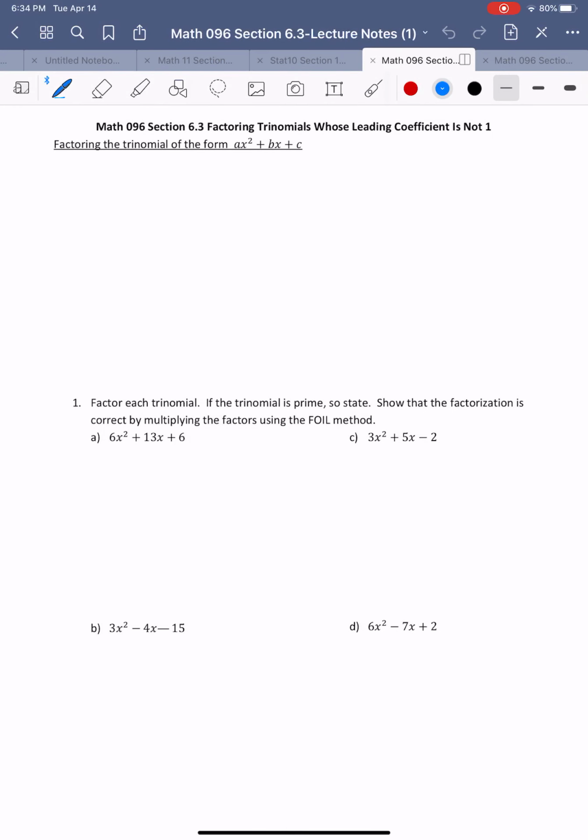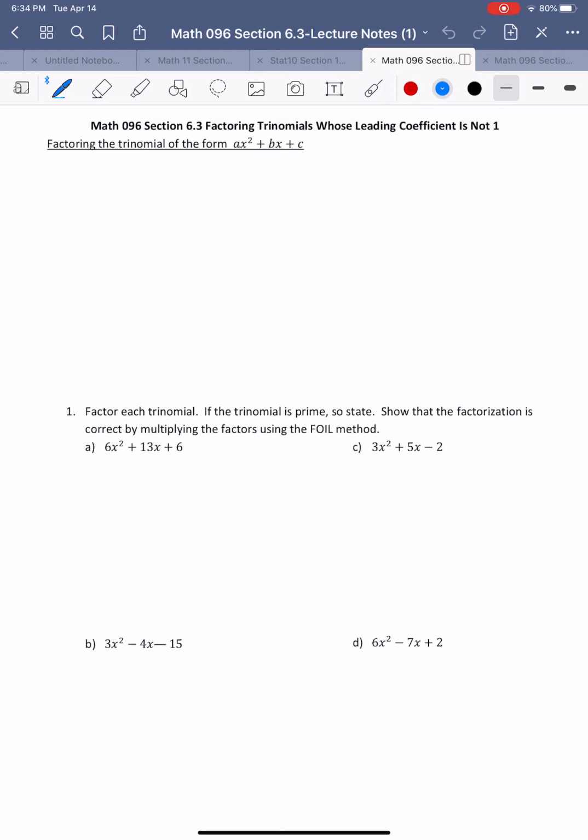Hello everyone, this is section 6.3, factoring trinomials whose leading coefficient is not 1 this time. What does that mean? Do you see that there's an a here, which comes with the x squared plus bx plus c? A is not equal to 1 anymore. So if you have ax squared plus bx plus c, a could be 2 or negative 2 or 3 or 4, like that, okay?